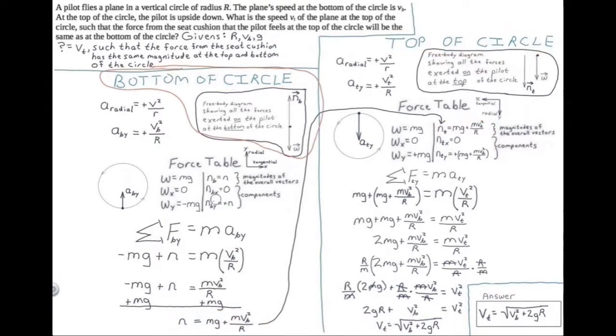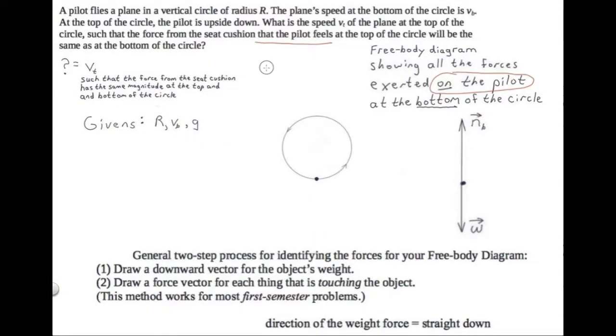So we're going to begin by applying the Newton's second law framework to the situation at the bottom of the circle. And we begin that process by drawing a free body diagram for the pilot situation at the bottom of the circle. Remember that the problem refers to the force exerted by the seat cushion on the pilot. That's a clue that we should apply the Newton's second law equations to the pilot, not to the plane. So we will draw a free body diagram showing all the forces exerted on the pilot, not on the plane.